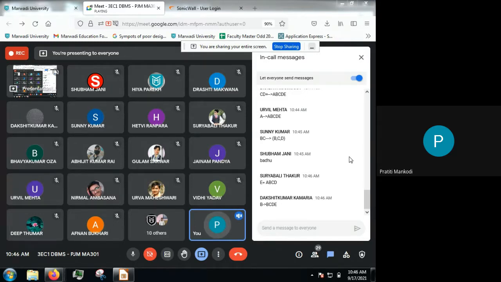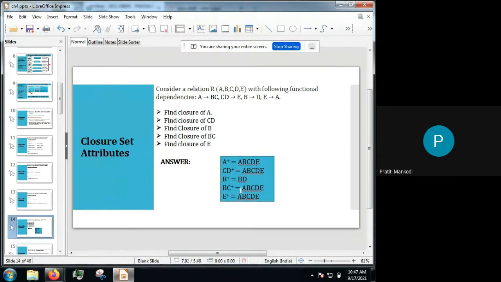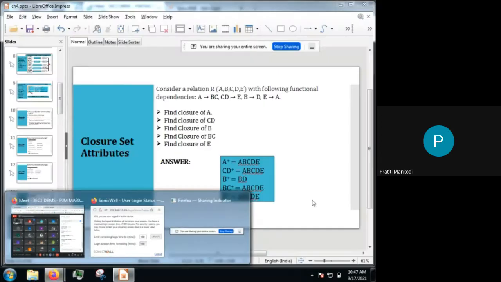So finally for online students I am disclosing the result. The answers are: for A, C, D, B C and E you will get all the attributes. For B you will only get B and D. This is the closure set. Now I think you know. Now I hope everyone is comfortable in finding closure set. Fine? Yes, ma'am. Okay, good.